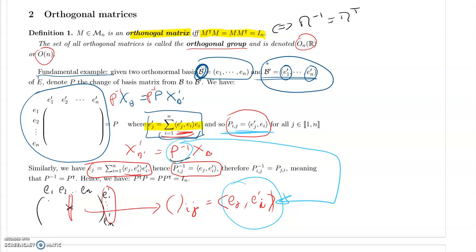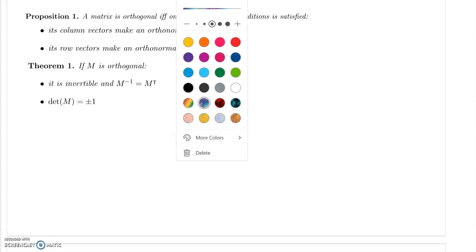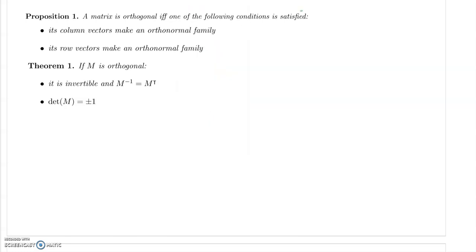Pause and redo it again by yourself, maybe starting from a blank document, so that you are sure to understand this one. Following this fundamental example, you have, very naturally, this proposition that tells you that you're going to get an orthogonal matrix.